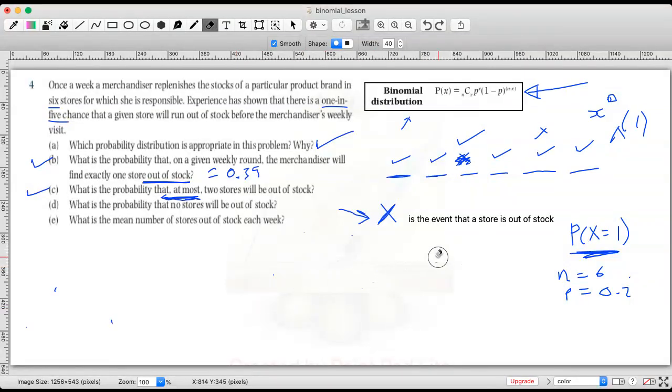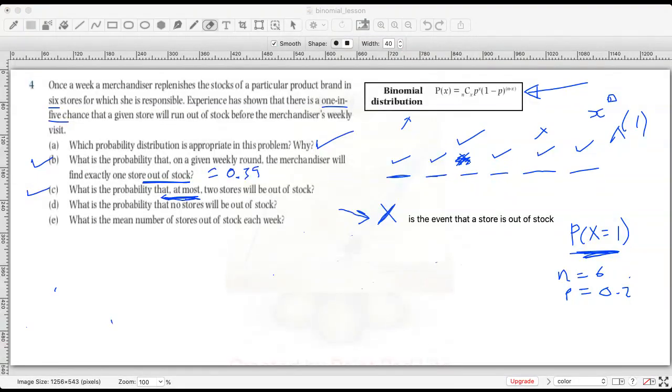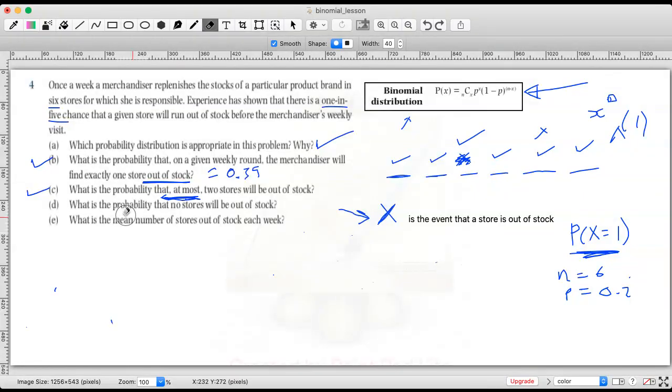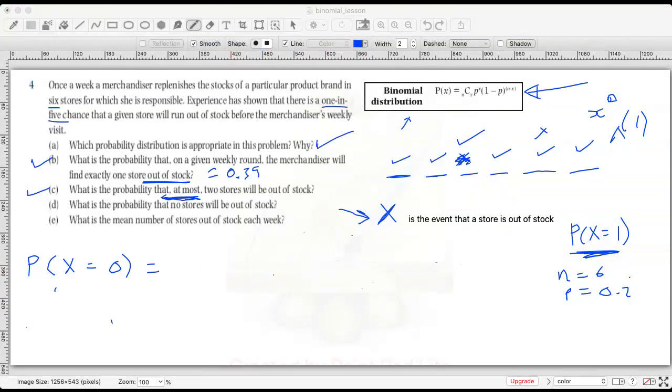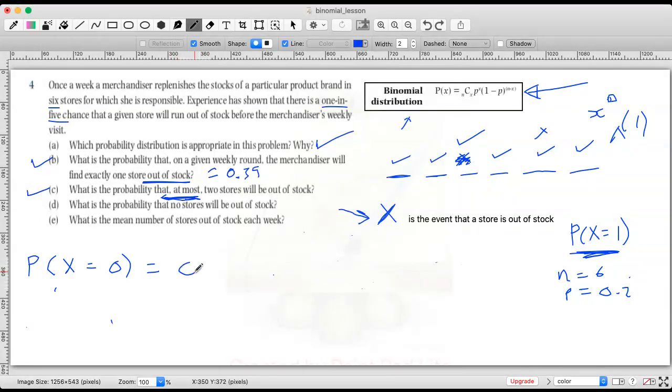Remember what X is. X is the event that a store is out of stock. So fantastic. Yes, that is exactly it. Well done. So for question D, they're asking us to work out what is the probability that X equals 0. And we just did that in question C. I wrote that out. I think it's 0.2621. I'll just check. Yeah. So that answer is 0.2621.